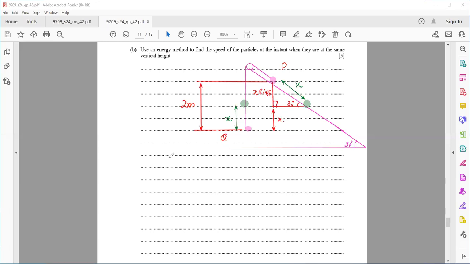First of all, I will try to find the value of x. So x plus this height, and this height: x plus x times sine of 30 degrees is equal to 2. So x plus, sine 30 is 1 by 2, so 1 by 2 x is equal to 2. So you have to use the calculator. I will get x is 4 by 3 if I'm not wrong.